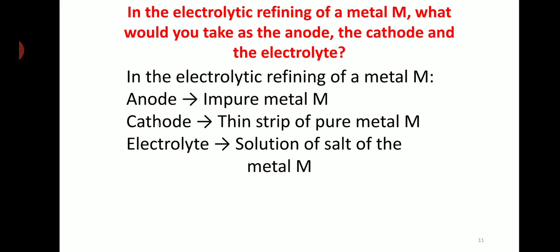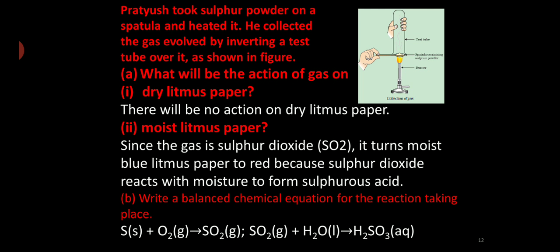For example, if you consider sodium metal, the anode is made of what? Impure sodium. The cathode is a thin strip of pure sodium. Then the electrolyte is a solution of a salt of the metal M. That is, sodium chloride is taken as an electrolyte. Cleared?